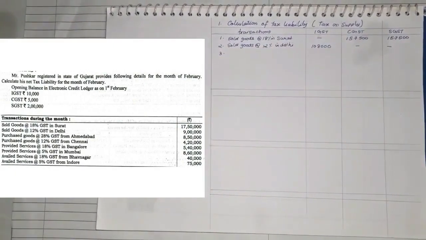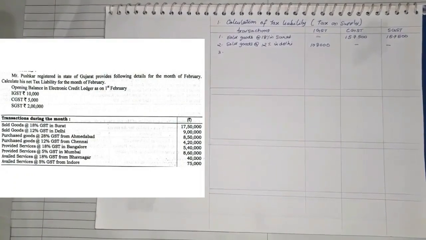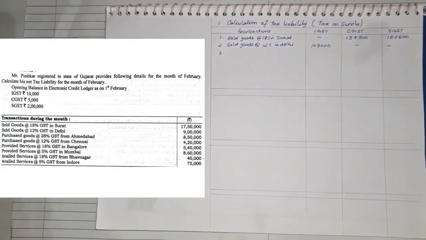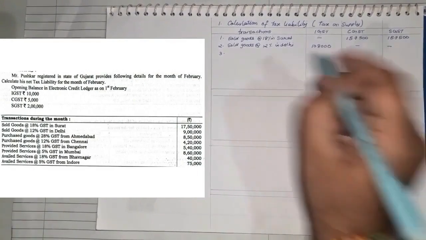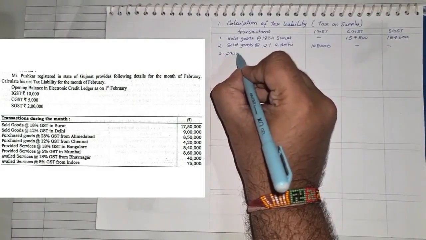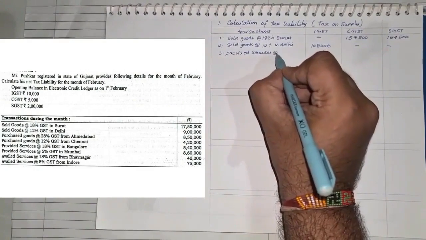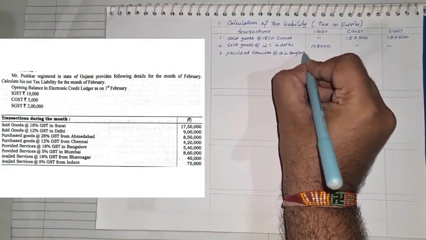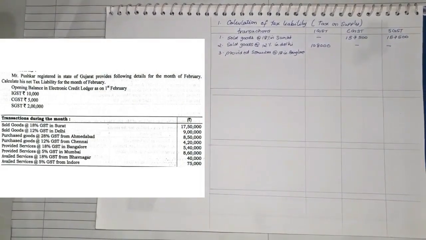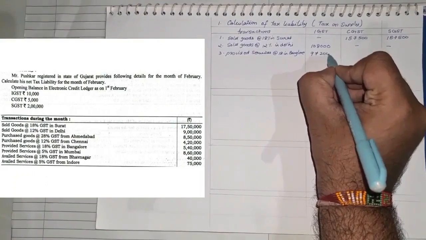Third, if you look carefully, the fifth one: provided services at 18% in Bangalore. Again, a different state. The value is 5,40,000 and the rate of GST given is 18%. So I'll write here: provided services at 18% in Bangalore. 5,40,000 into 18% comes to 97,200. The entire amount will go in IGST.